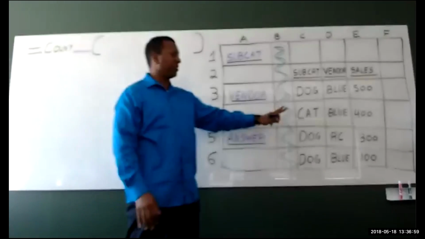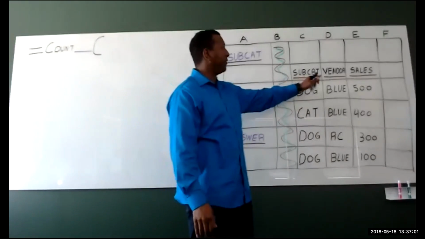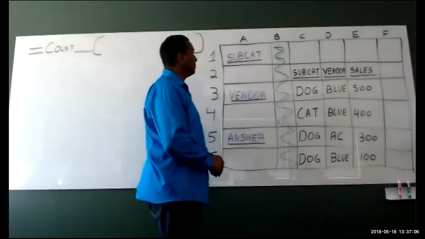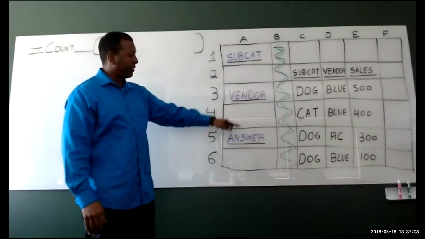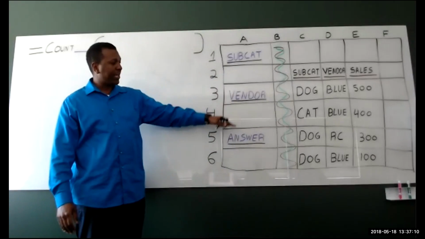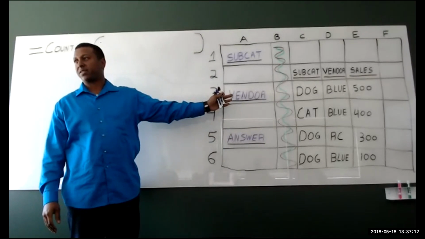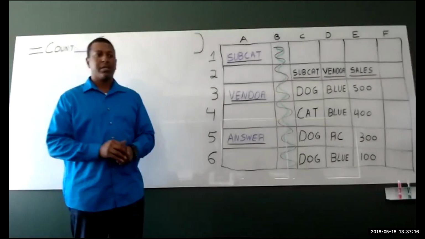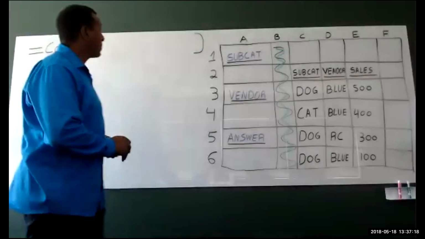And what we're going to just do is little small things: subcategories, vendor, and what the sales were as our sample data. Now, these boxes here are boxes that I'm going to write in terms of reference boxes that we're going to use. And I'll show you how to use those references as we get further along, okay?